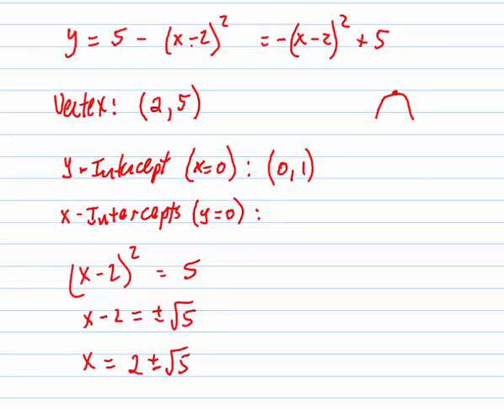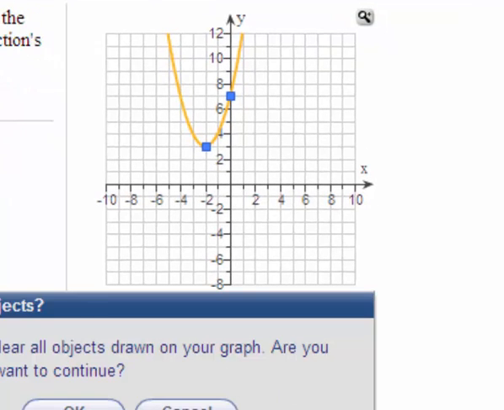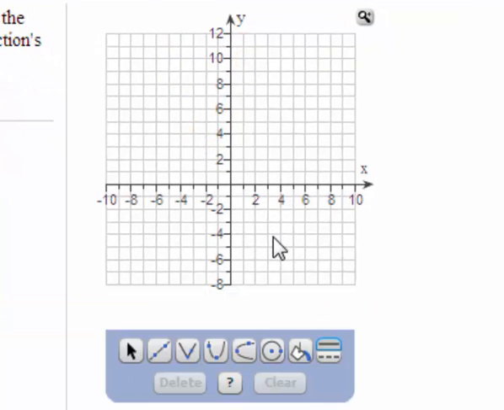Okay, well, let's just use the vertex and the y-intercept to graph it. So let's go back to our homework thingy. Let's clear this and let's graph it. Our vertex is at 2, 5, right? So we'll go 2 for x and 5 for y. And then our y-intercept, when x is equal to 0, we're at 1. Okay, that's enough. So there's our graph. Goes down just like that.